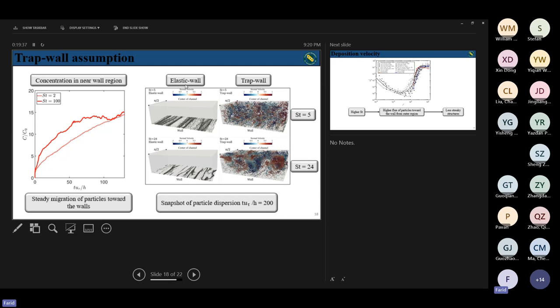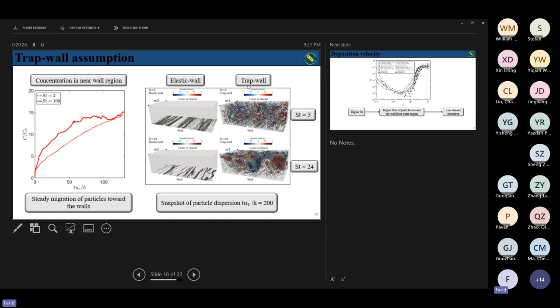go through more detail about the elastic wall and trap wall that I introduced before. Here, on the left side of this slide, you can see the concentration of the particles as a function of time, starting from a random distribution through the channel, for the elastic wall assumption. Elastic wall means that the particle hits the wall and bounces back into the flow. Here you can see that concentration is increasing through time for both particles with a Stokes number of 2 and 100. Basically, we cannot reach a steady state or fully developed flow with this assumption. You can see in this contour that eventually all the particles, because of the turbophoresis pushing particles toward the wall, are accumulating in a very close region to the wall.